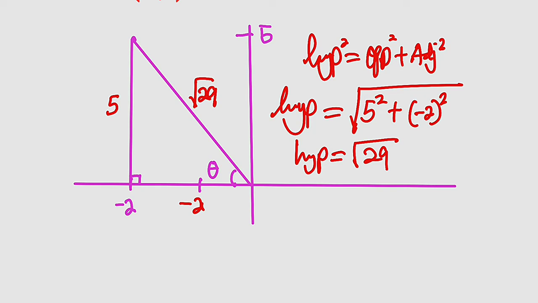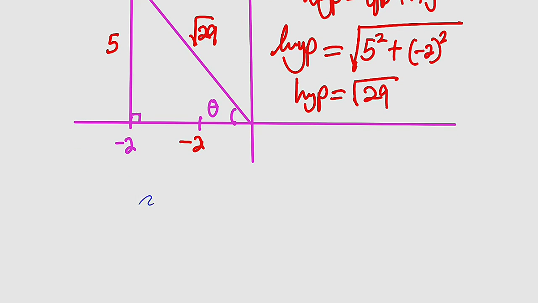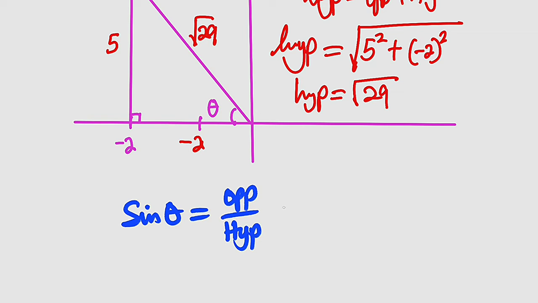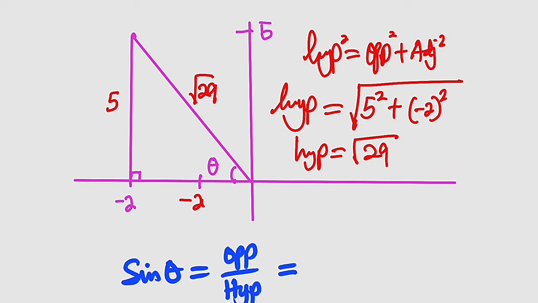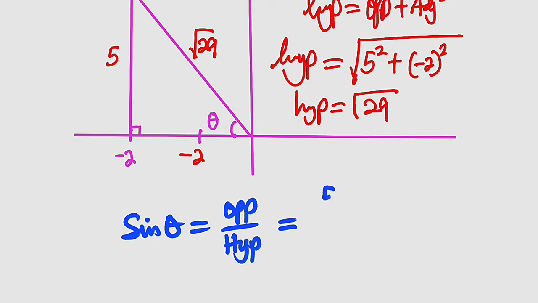Then we are asked to find all the 6 trigonometric ratios. Let me start with sine. Sine theta, which is equal to opposite divided by the hypotenuse. The opposite of our angle is 5 and the hypotenuse is this, which is the longest side. So we have 5 divided by the square root of 29. If you like, you can rationalize it. Otherwise, we can leave it like this. They are all the same.